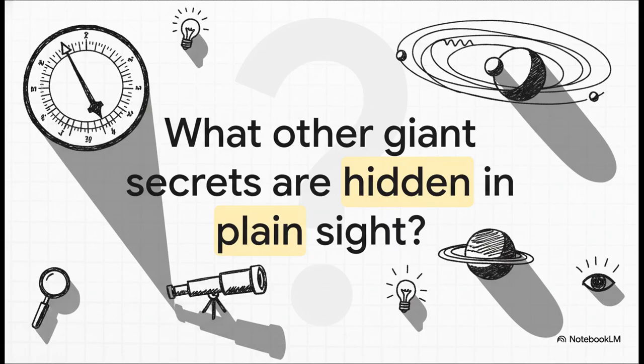From telling time to measuring a planet, the Hubble shadow reminds us that some of the biggest discoveries can be found in the most ordinary, everyday things. It really makes you wonder, right? What other giant secrets about our universe are hiding out there in plain sight, just waiting for us to look at them in a slightly different way?